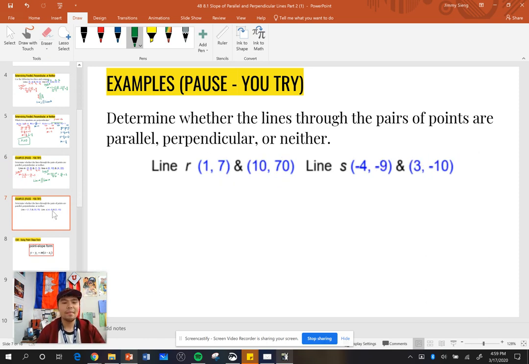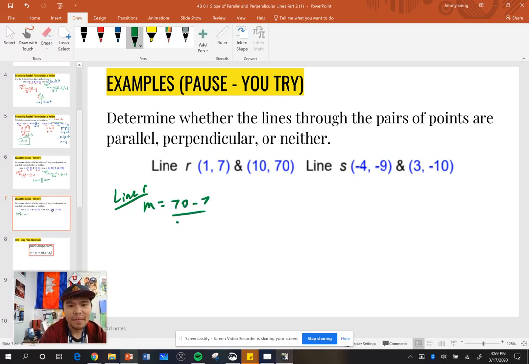Here's another one. Pause right now. Did you pause? Probably didn't. Anyways, let's see. Do line R. My slope is 70 minus 7 over 10 minus 1. 63 over 9. That looks like that's 7, right?